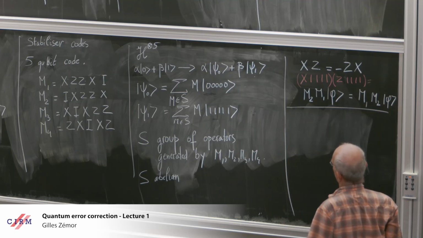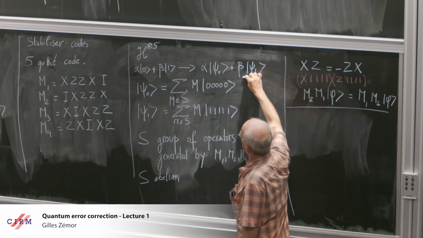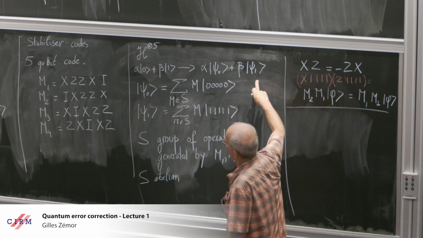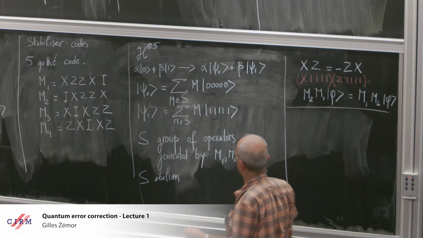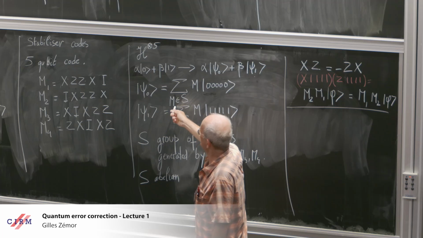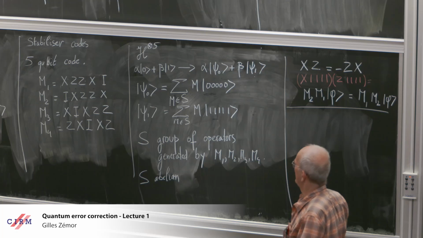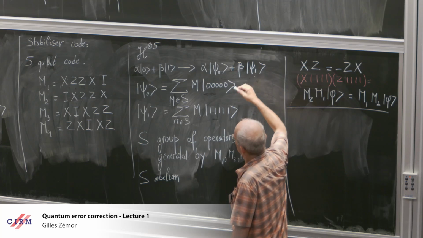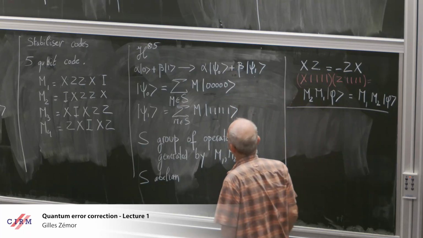And if you look at it a little more closely, you will see that this space of quantum states, generated by psi 0 and psi 1, is exactly the space stabilized by S. So by construction, clearly, psi 0 is stabilized by any M in S. Psi 1 is also stabilized by any M in S. And there's nothing else, states which are stabilized by M and S, but are just these states.